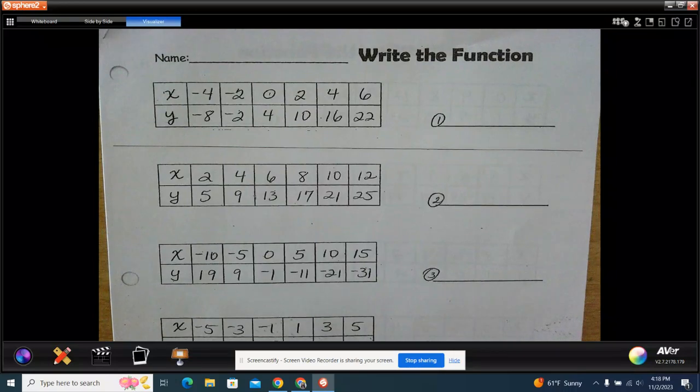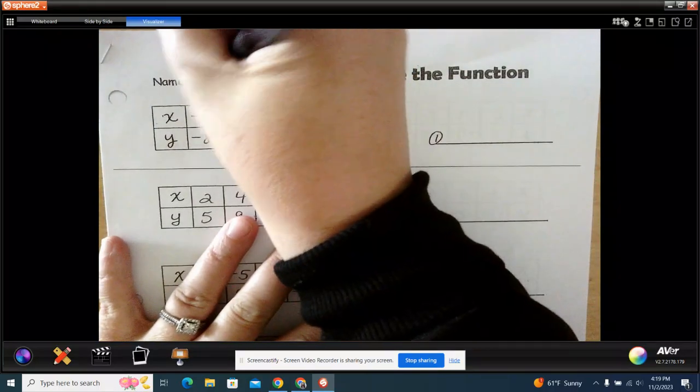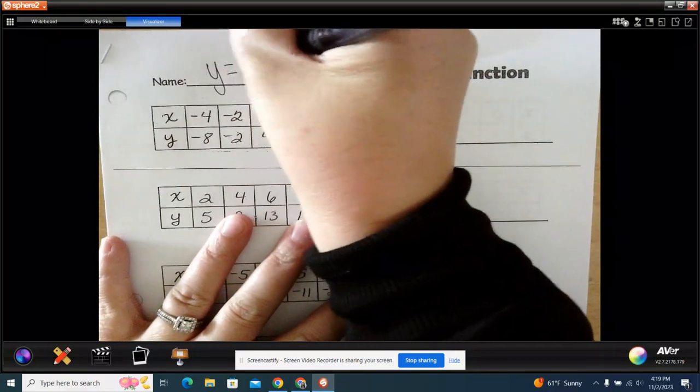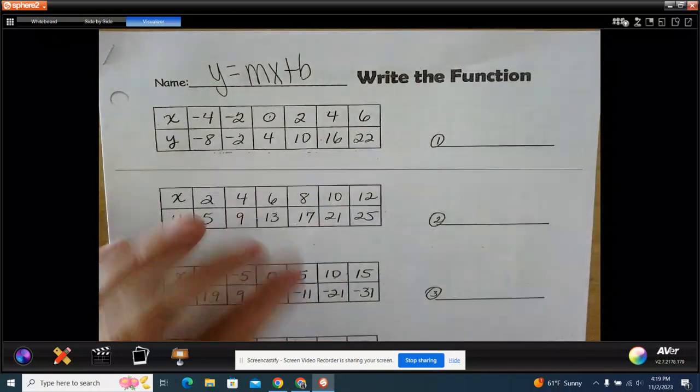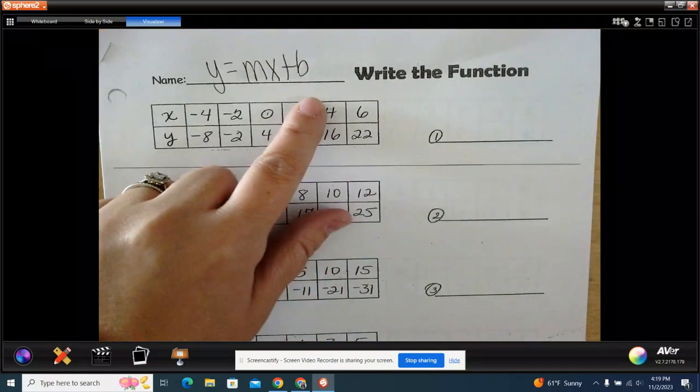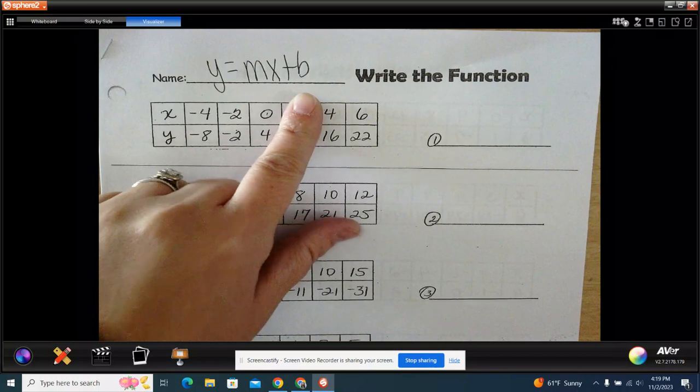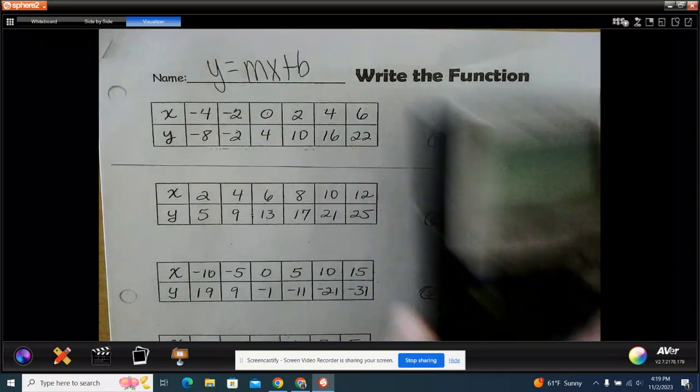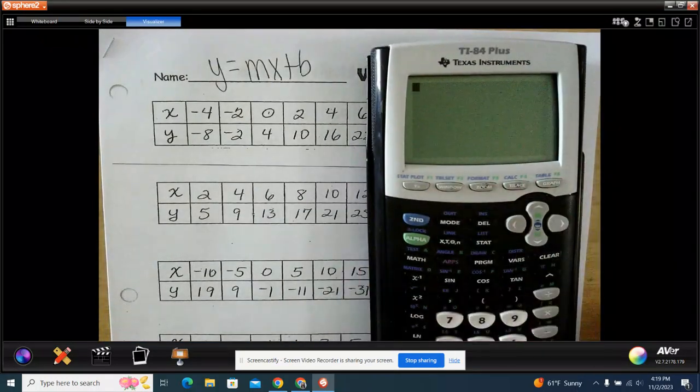I'm going to show you today how to write an equation for a table. All of our tables are going to be in the format of y equals mx plus b. M is going to be our slope, and b is going to be our y-intercept. So we're going to use our table to help us write the equation.